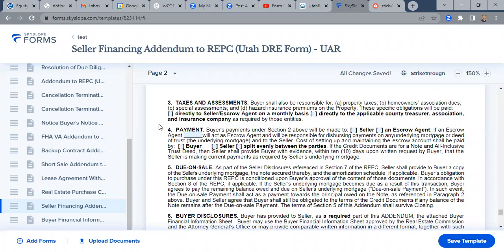There's not as much risk involved, but still, if I were to give a blanket answer, I would almost always prefer to have it go directly to an escrow agent on a monthly basis. And there's a discussion a little bit further down, whether the payments will be made to the seller directly or an escrow agent. And again, I like the escrow agent, and there's a couple reasons why I like this.